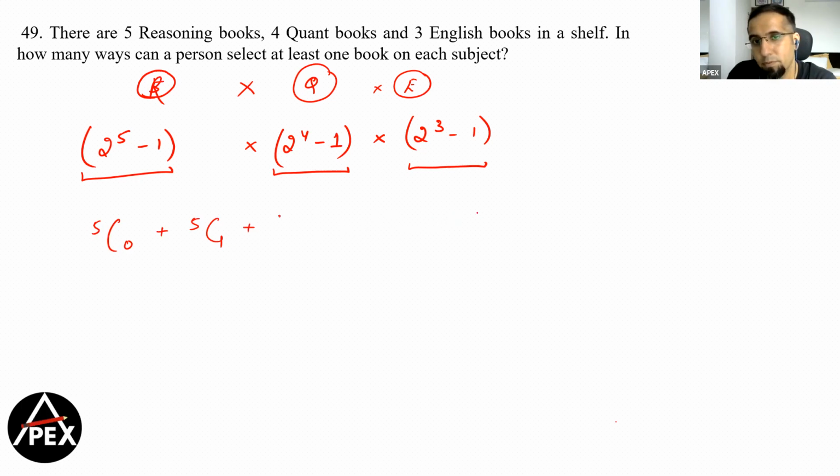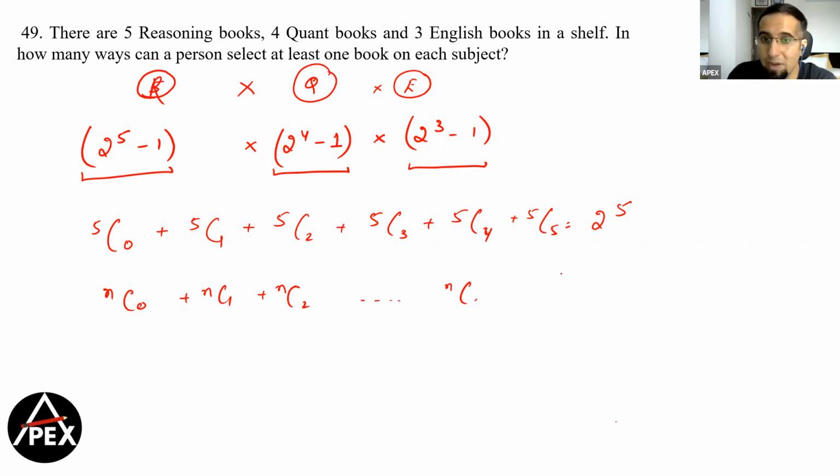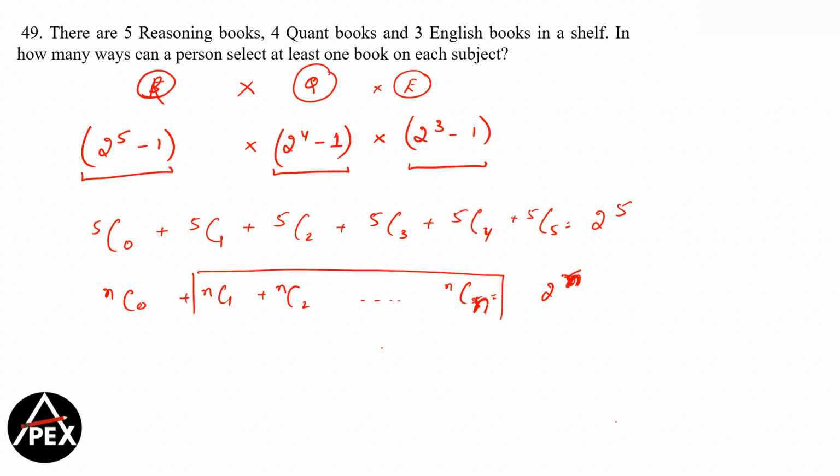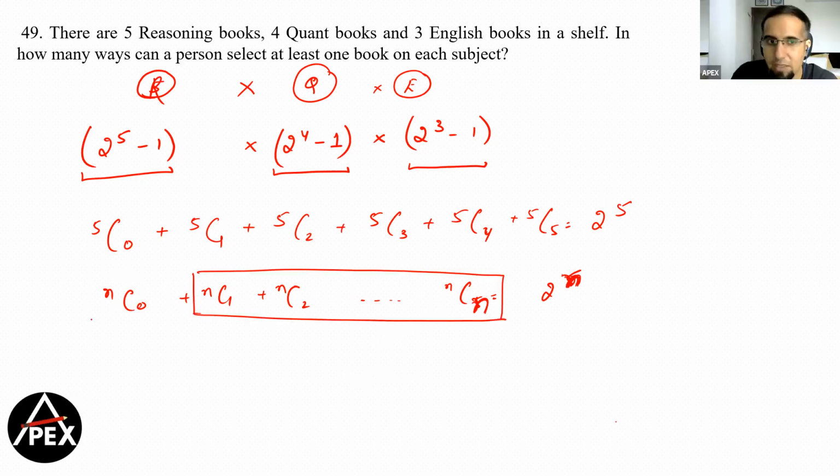This amount is the total number of ways, Kadamba. So this becomes 2 to the power 5. Clear? No issues. NC0 plus NC1 plus NC2, and so on, till NC5 is always 2 to the power 5. Now the question is asking you at least one. So therefore this value would be 2 to the power n minus selecting 0 option. Selecting 0 option is always 1.